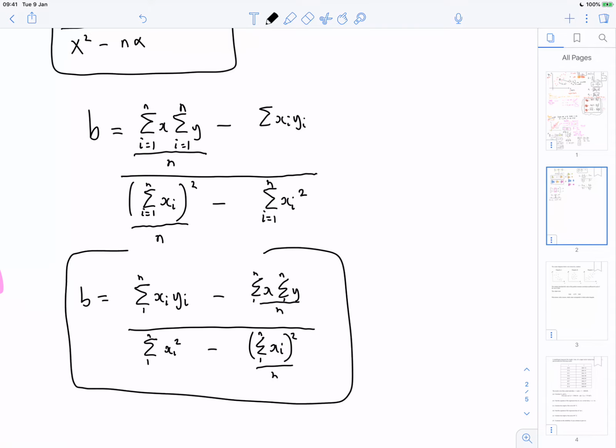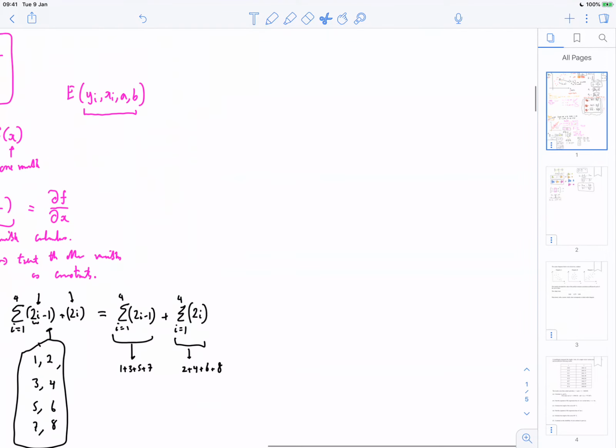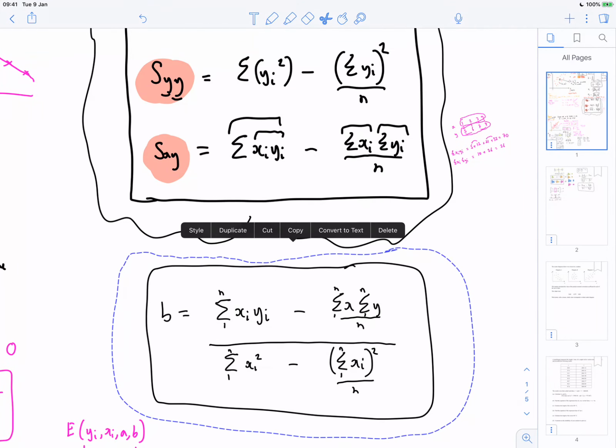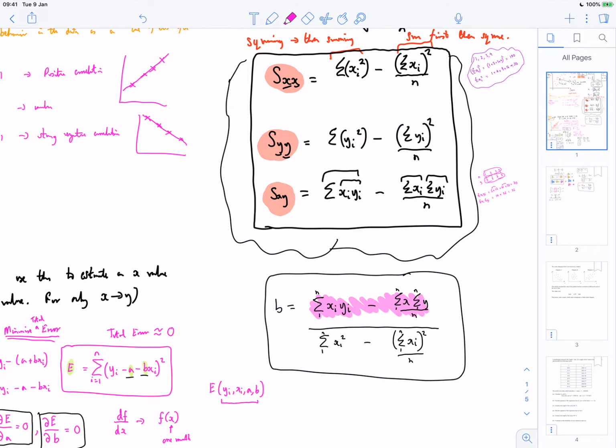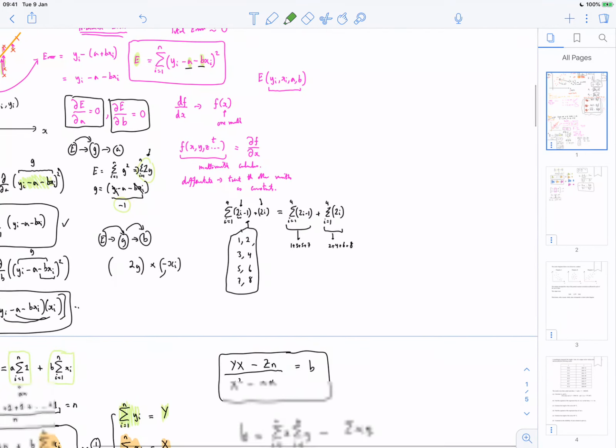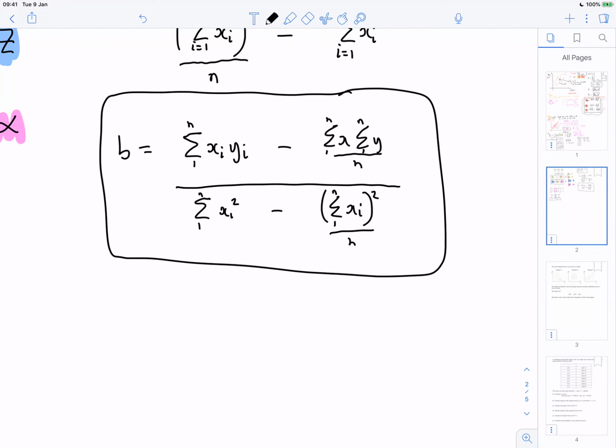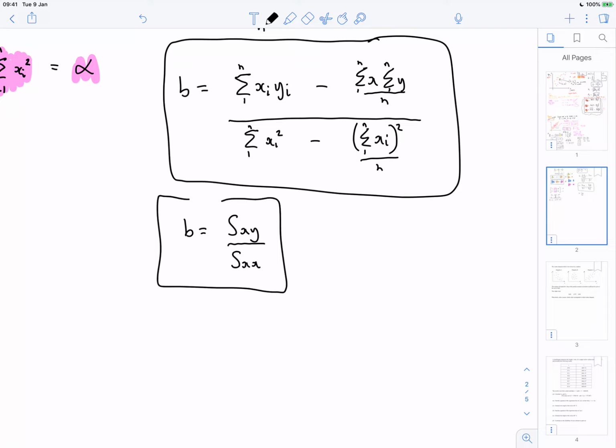Now, look at this. Look what this is. If I put this up here, can you spot what's going on? I've got the sum of xy minus the sum of x times sum of y over n. Well, that's Sxy, isn't it? That's exactly that. And it's being divided by the sum of x squared minus the sum of x all squared over n. Well, that's this thing. Wicked. So, let's take it back. Clearly, B is just going to be Sxy over Sxx. This little nugget is really easy to remember.